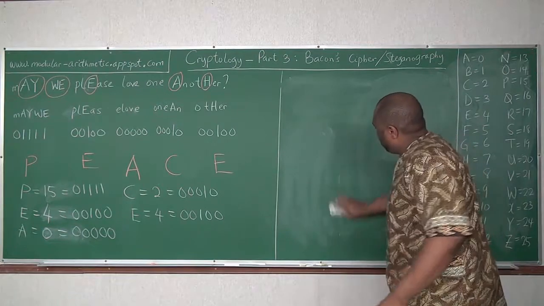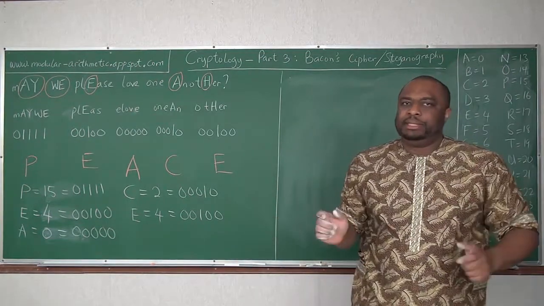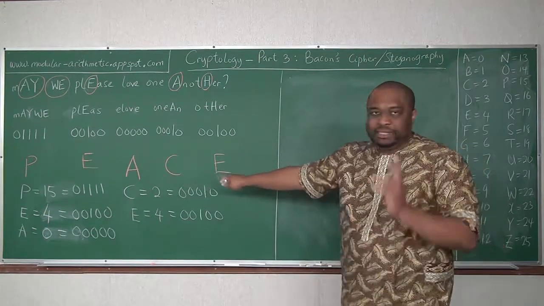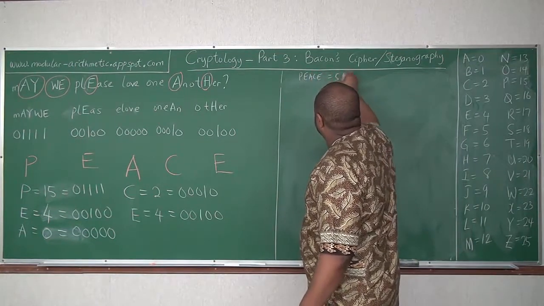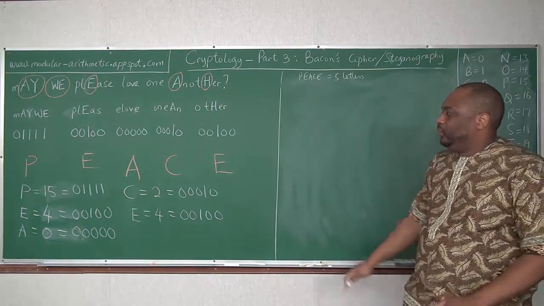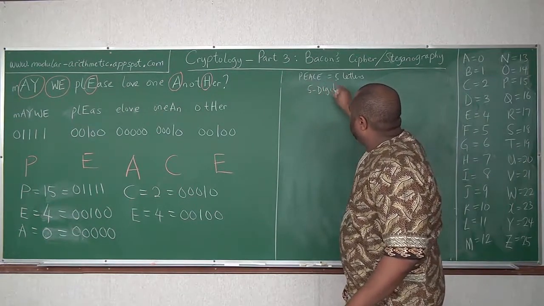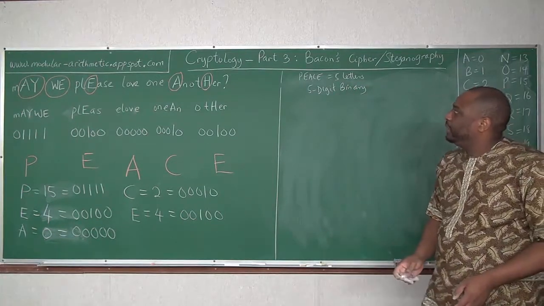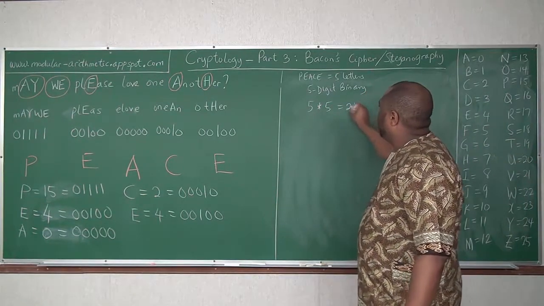So what we now say is, the actual message we want to send is this. We now ask ourselves, peace is 5 letters. We know that we have 5-digit binary, so we now do 5 times 5. It gives us 25.